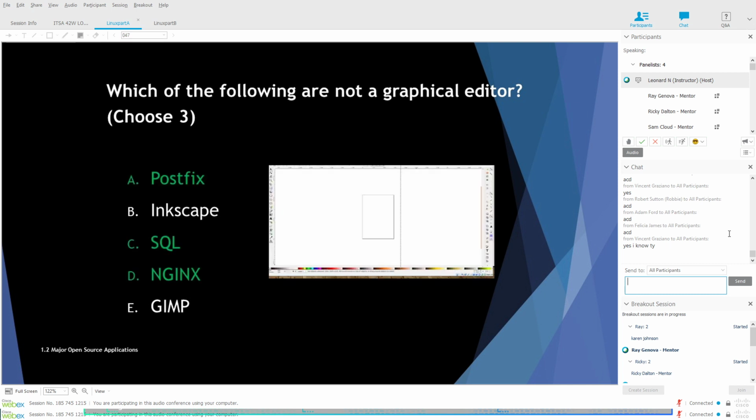Yes. Postfix, SQL, and Nginx are not graphical editors. Inkscape is like Paint, and I showed you guys GIMP. You know the difference with Inkscape is you don't have to pay for Windows to get it.